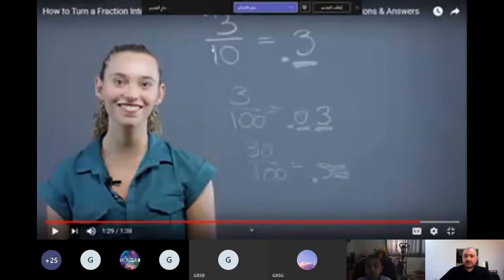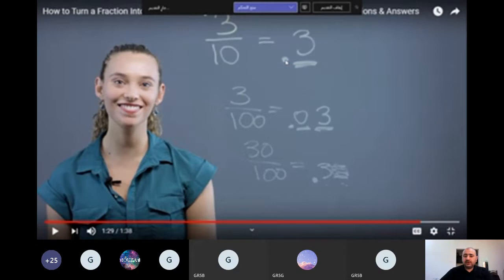For the first example, 3/10. 3/10 means 3 parts of tens. So when you see 10 here, directly put the point because we have a decimal. It separates the whole number and the parts of tens. And the 3 here is in the tenths, the first digit after the point. So put 3 here. Then we don't have a whole number, so I can put 0 here.